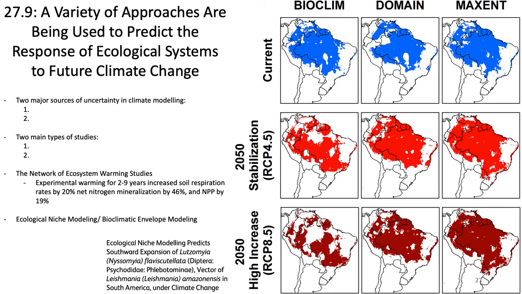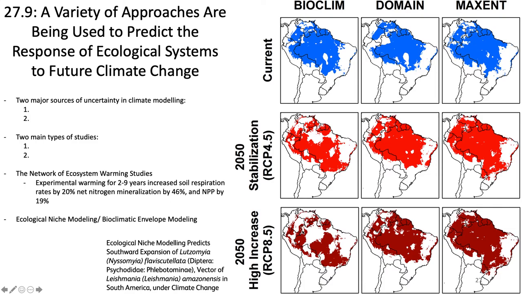You can also use ecological niche modeling and bioclimatic envelope modeling to predict how a species might change its distribution in the future. So there are future climatic models that you can use to predict how a species might move in its range and distribution in the future. This is an ecological niche modeling of a fly that vectors leishmaniasis, which is a terrible disease that infects people. And you can see this is the current distribution under three different types of modeling algorithms. And then this is what they predict for 50 years in the future in terms of the geographic distribution of that disease-carrying fly.